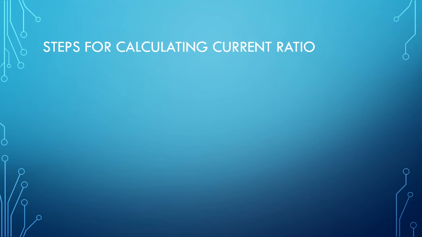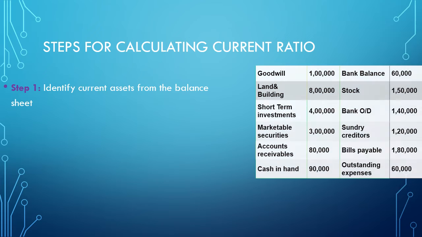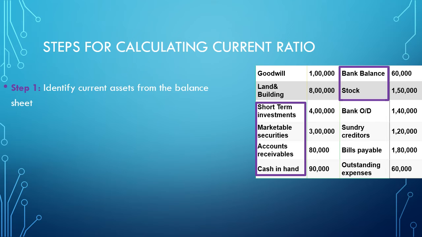Then, how to calculate the current ratio? Identify the current asset from the balance sheet. Here is part of a balance sheet given to you. The first step is to identify the current assets from the balance sheet. These are the current assets of the company: short-term investment, marketable securities and accounts receivable, cash in hand and bank balance, stock. These are the current assets of this particular company.